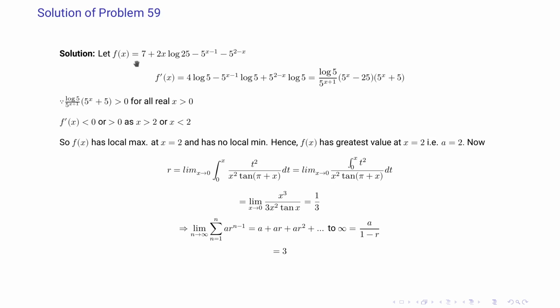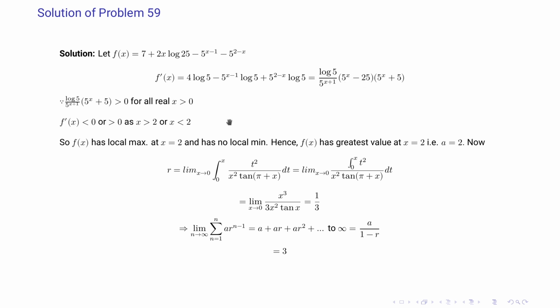So here we are given one function f(x), which is equal to 7 plus 2x log 25 minus 5 to the power x minus 1 minus 5 to the power 2 minus x. So we differentiate it. We get, after rearrangement, the function f prime x is equal to log 5 by 5^x into 5 to the power x plus 1 into 5 to the power x minus 25 multiplied with 5 to the power x plus 5. Now this fraction, log 5 by 5^x to the power x plus 1 multiplied with 5^x plus 5, will be greater than 0 for all real x. Now f prime x can be less than 0 if this term, 5 to the power x minus 25, is less than 0.